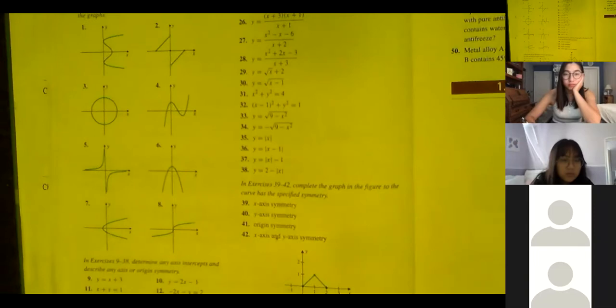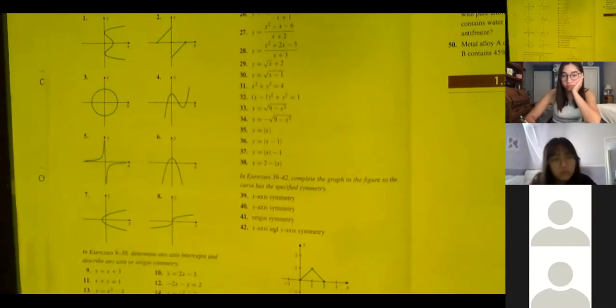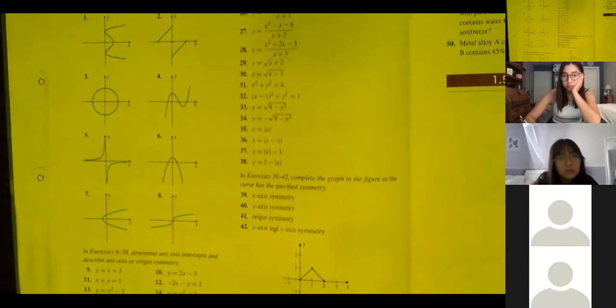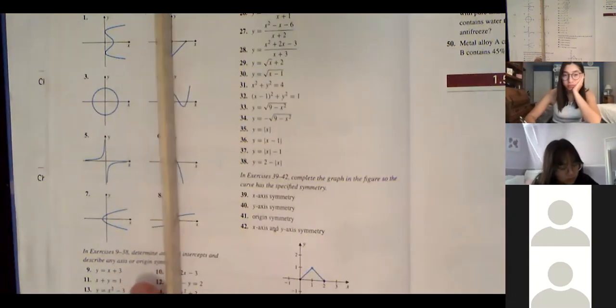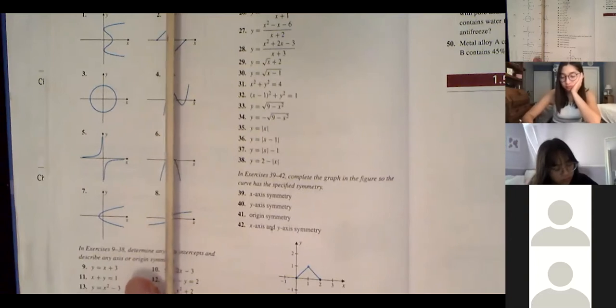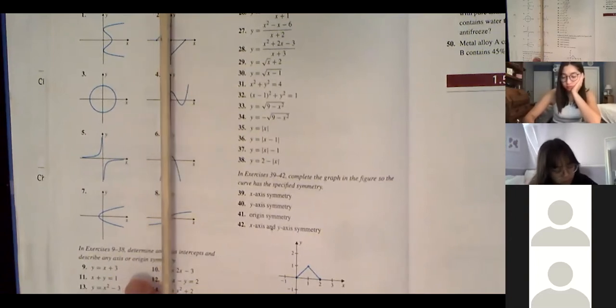Okay, 6. 6 does have some symmetry. Can you guess the symmetry for 6? It's a parabola which opens down. It has only y-axis symmetry, right? So if I put a mirror right on the y-axis, the left side is a reflection of the right side. Is that right?